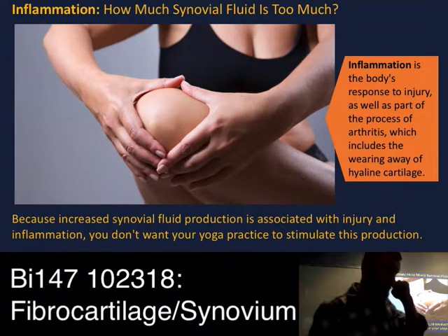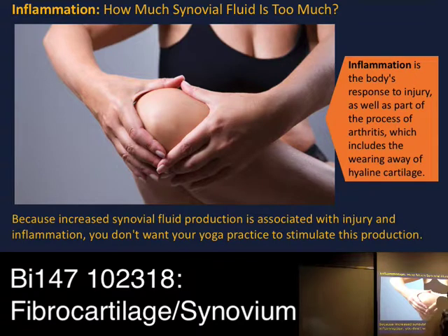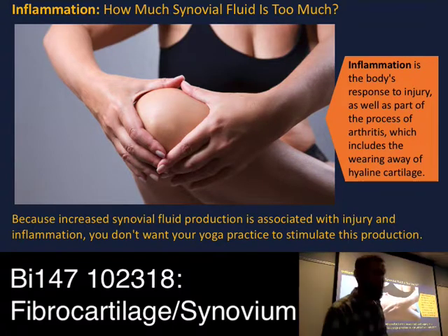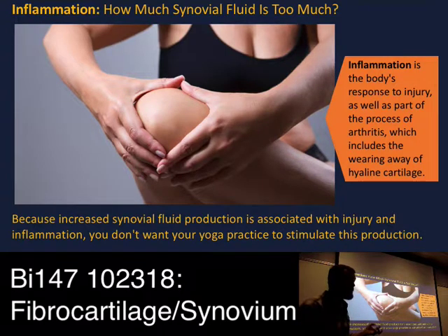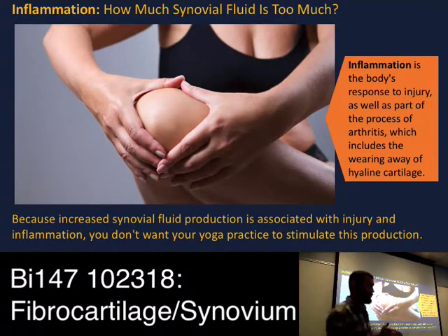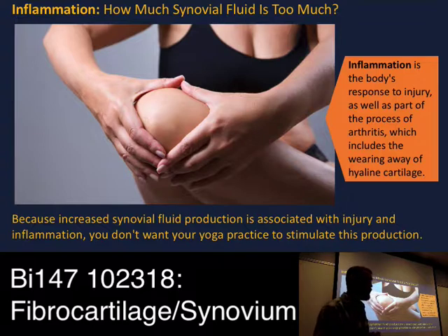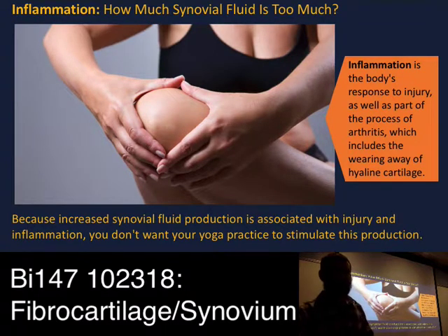All right. And so the other problem is, if you have chronic inflammation in a joint, that is going to lead to arthritis. A chronic inflammatory process is going to lead to the slow wearing away of the hyaline cartilage, the downregulation of the chondrocytes, their eventual death. So yeah, you want to avoid inflammation in general.